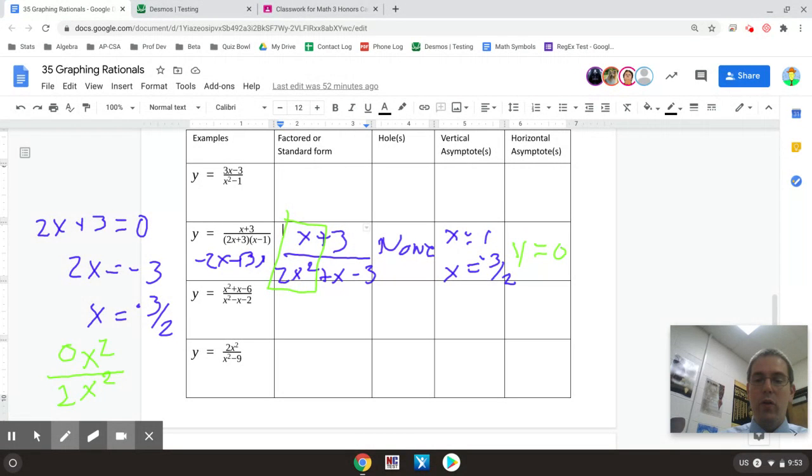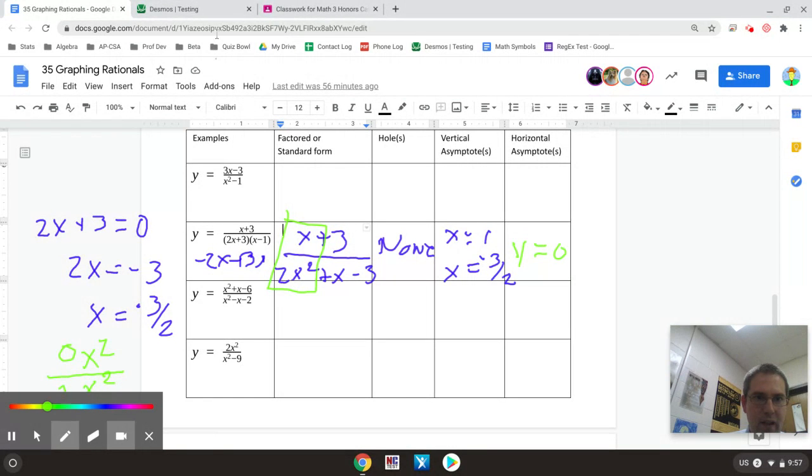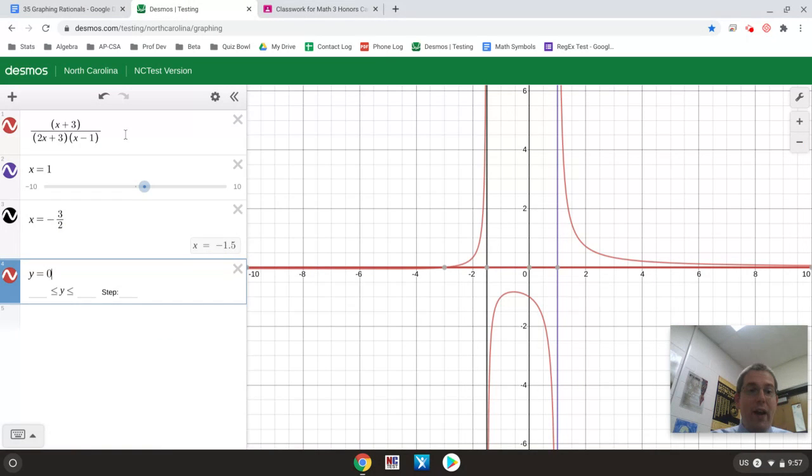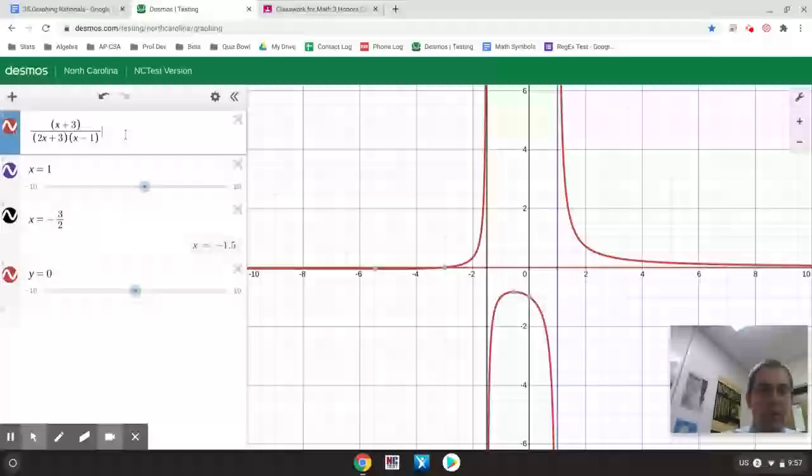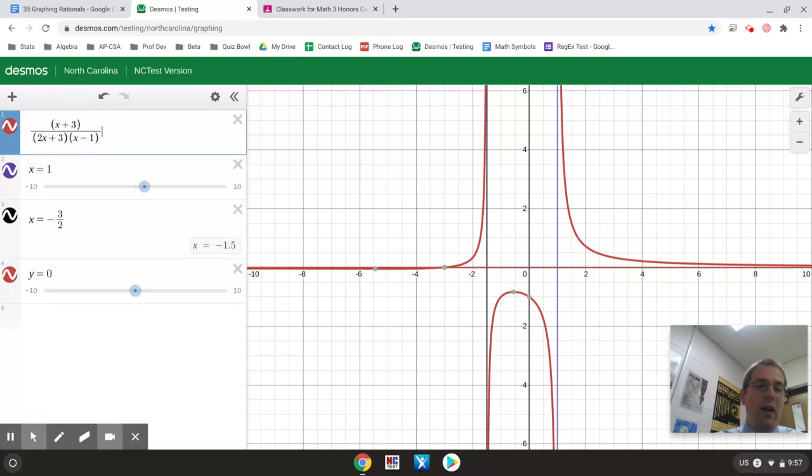If you were to graph this in Desmos, let's go ahead and do that, and then make sure those asymptotes are correct. So you notice I just graphed it in the original form in Desmos. Desmos doesn't care if it's factored or simplified, so I just give it whatever form they started me off with. And the vertical asymptote of 1, you can see that this branch comes close to 1, and so does this branch. Any vertical asymptote, you should have a branch coming close to it on the right side and a branch on the left side. The vertical asymptote at negative 3 halves, you have a branch coming on the left, a branch coming close on the right.